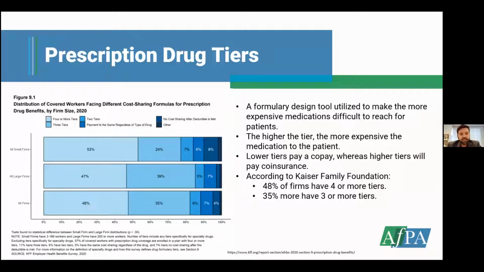And if we take a look at the chart to the left here, this is a Kaiser Family Foundation survey on strictly employer plans. 48% of firms have 4 or more tiers, and another 35% of them have 3 tiers. So if we do a little bit of quick math, that brings us to 83% of firms that have at least 3 or 4 tiers. What does this mean for patients? It means more often than not, there is a specialty tier or a co-insurance tier in their insurance, and that often leads to them paying more for their medications. Next slide, please.